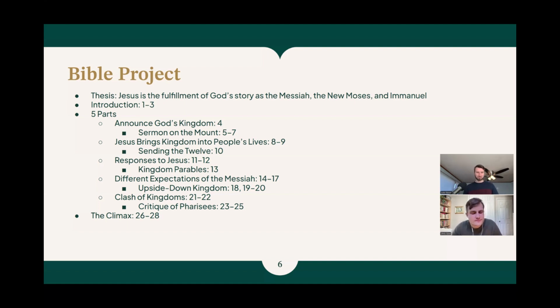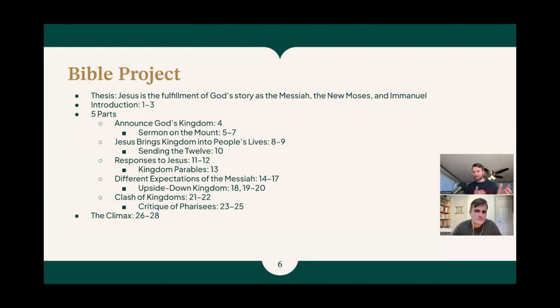And they make the claim that this is reflecting the five books of Moses. They're not making the claim that the first part is Genesis, the second part is Exodus, but just the general idea that Matthew is setting up Jesus as a new Moses, and these five parts kind of reflect that.